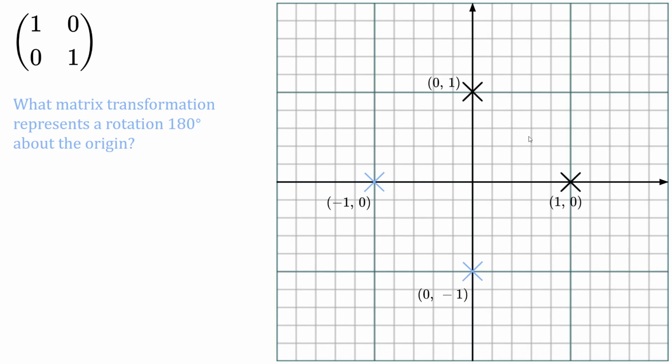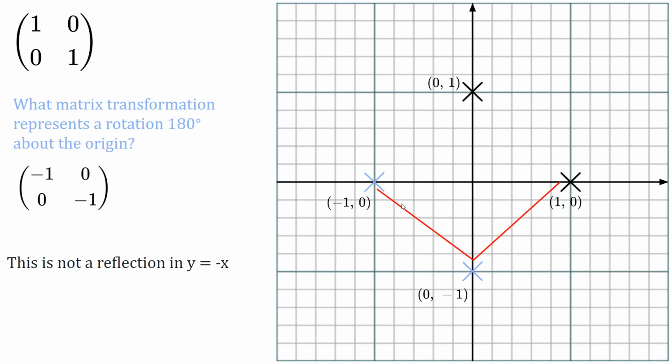Okay. And so, remember, this point goes from here to here. So it goes from 1, 0 to minus 1, 0. And this point goes from 0, 1 to 0, minus 1. Now, this is not a reflection in y equals minus x, even though it looks like it. Because if it was, then this point would go over here. And this point would go over here. But it doesn't. So this point goes over here, and then over here. Like this. And then this point goes over here, and then over here. Like this.